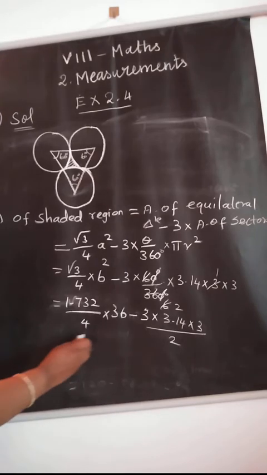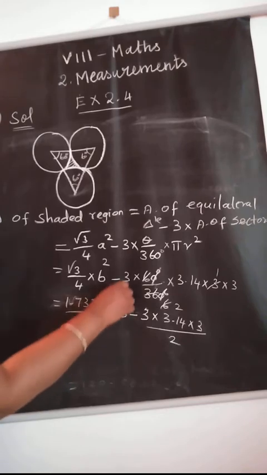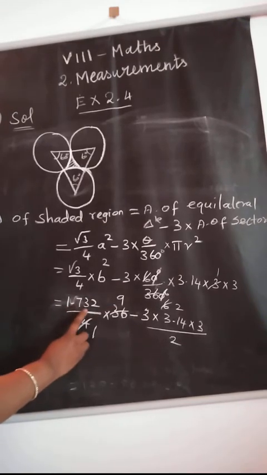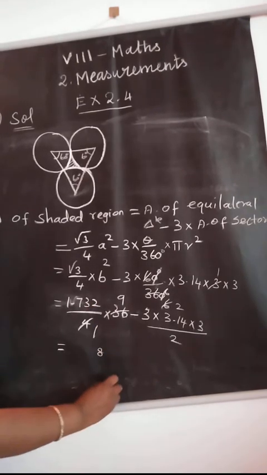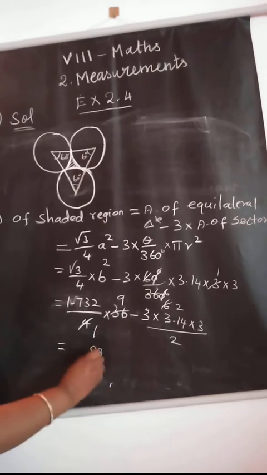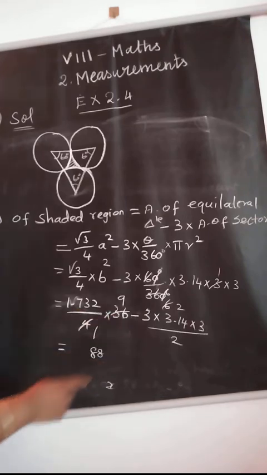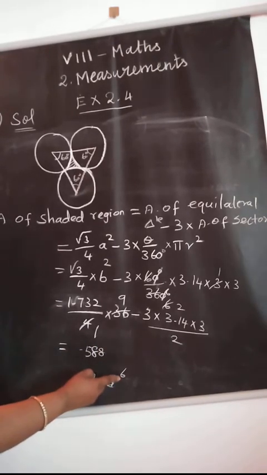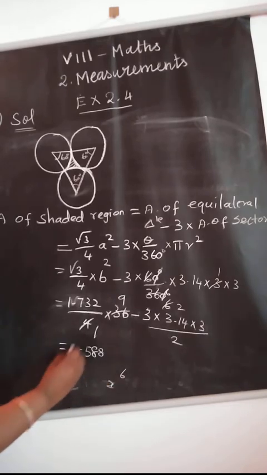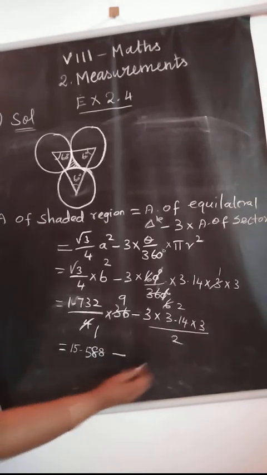Now listen. Here also I am going to divide. Now 4 1s are 4, 4 9s are 36. Now multiply 1.732 into 9. So 9 2s are 18. Balance 1. 9 3s are 27 plus 1, 28. Balance 2. 9 7s are 63. Plus 2, 65. Balance 6. Put point. 9 1s are 9. 9 plus 6, 15. So 15.588 here minus. Now divide this one.